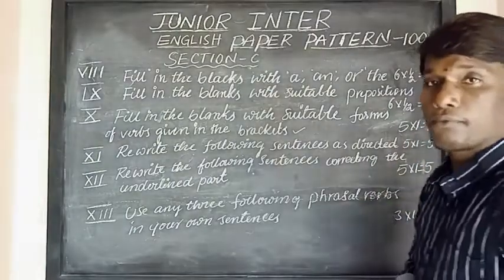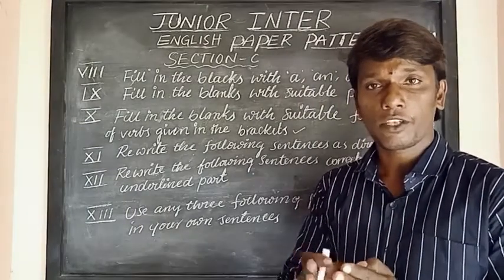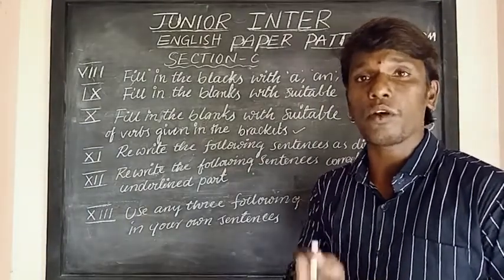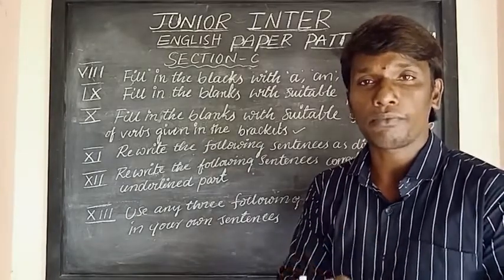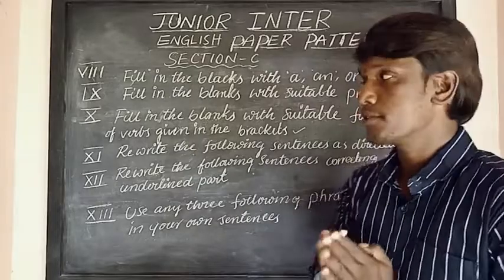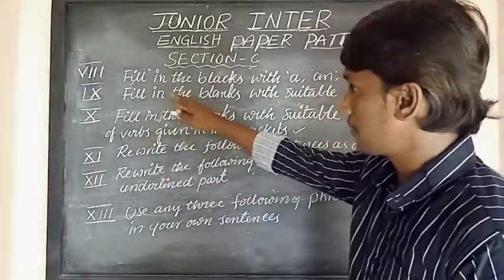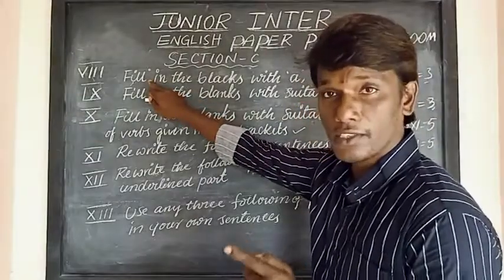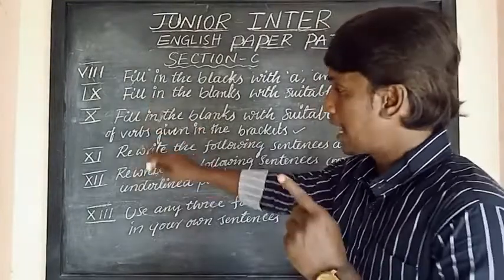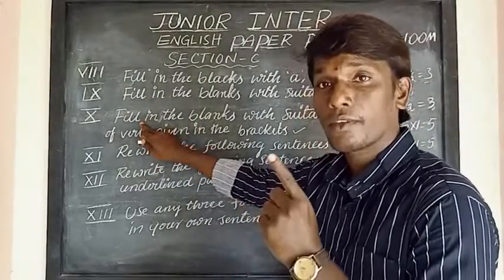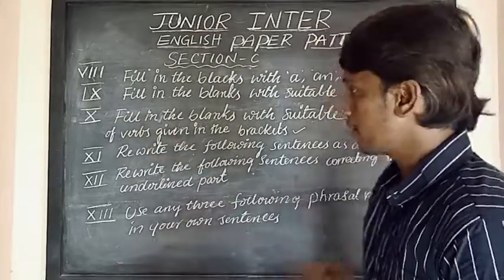Totally 5 marks. That means if you have the knowledge, if you are perfect in the tenses, you get 5 out of 5 from the question Roman number 10. So Roman number 10 is all about tenses. Once again I repeat, Roman number 8 is for articles, Roman number 9 is for prepositions, and Roman number 10 is for tenses. That means tenses will be tested under the Roman number 10 for 5 marks.